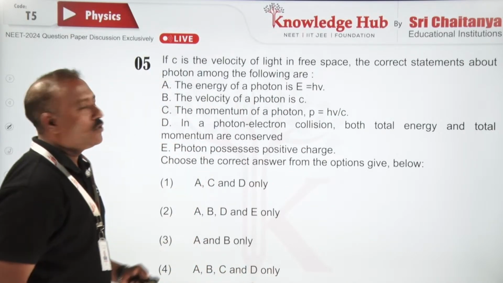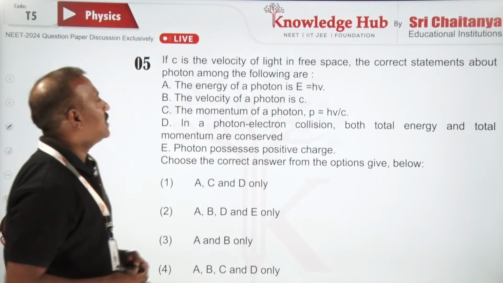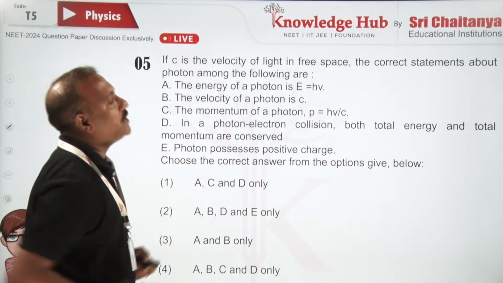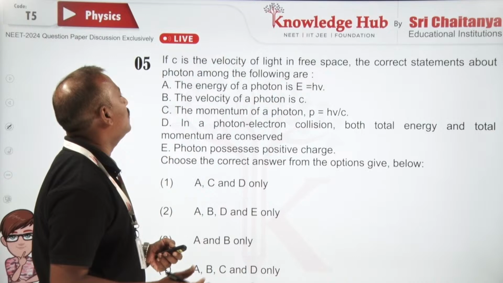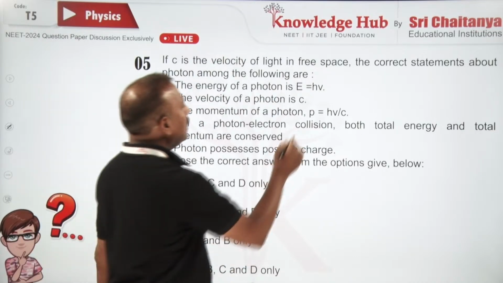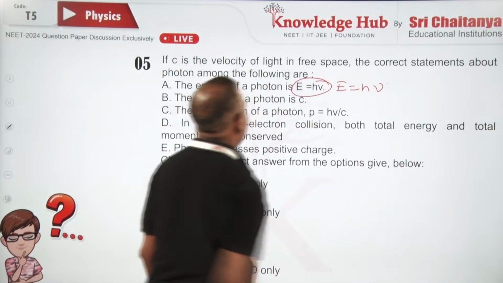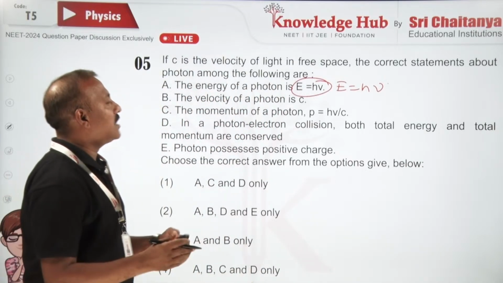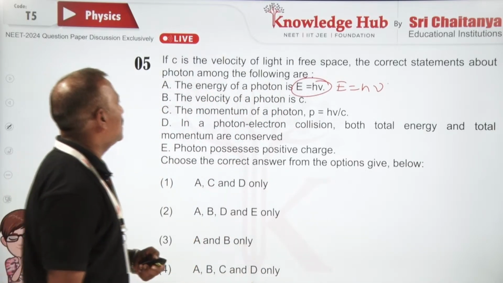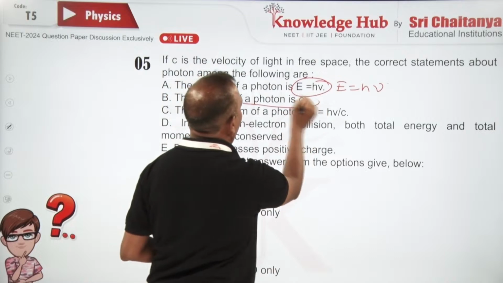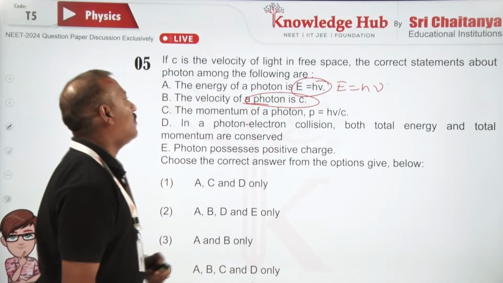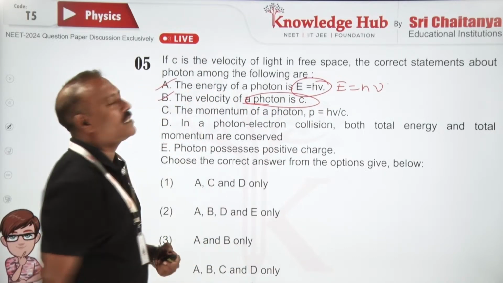Moving on to the fifth question. If c is the velocity of light, all these options are about the properties of a photon. A photon has energy E is equal to h nu from quantum theory, where h is the Planck's constant and nu is the frequency. The velocity of the photon is always equal to the velocity of light. Therefore, A, B statements are correct.